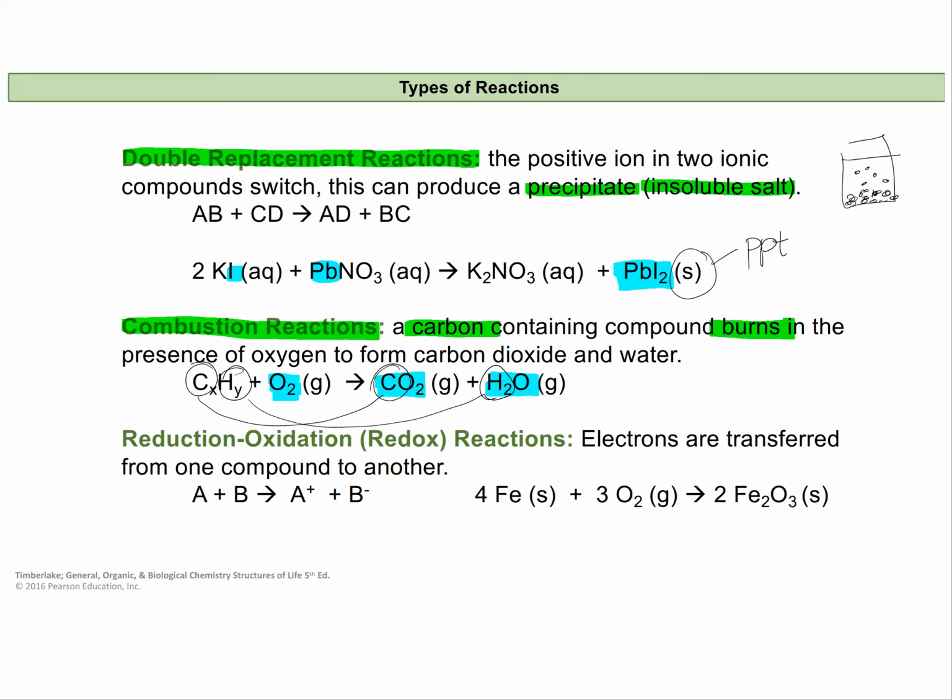Lastly, we have reduction oxidation reactions, and we abbreviate these by calling them redox reactions because they always go together. And in these reactions, electrons are actually transferred from one compound to another. So there isn't a specific reactant or product that you always see, and there isn't a specific number of reactants or products that you always see. Instead, what you try to notice is a change in the charge of your reactants and products. And so some of these can look rather complicated, and some of them can be really straightforward.